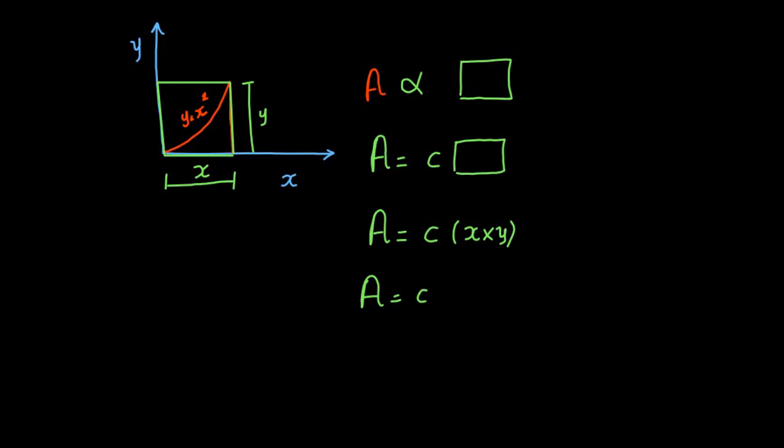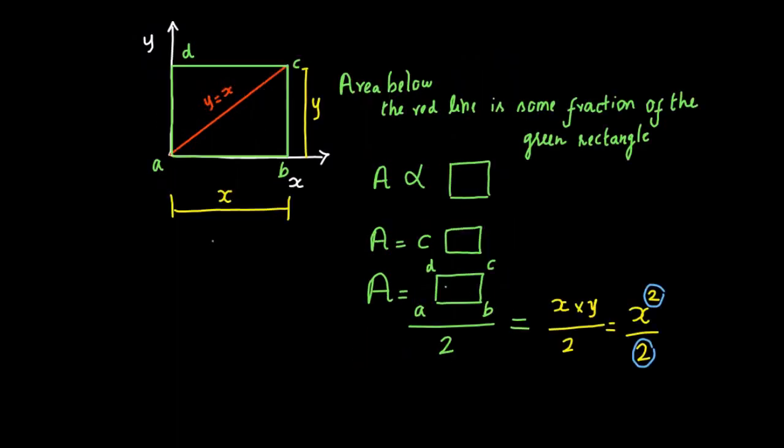The area is some fraction, and that fraction is c, into x, and we have y is x squared. So y is equal to x squared. So area is equal to c into x cubed. Now we don't know what c is, but in the previous case, we knew what c was. In the previous case, c was 1 by 2.